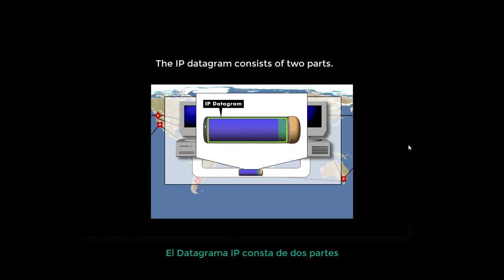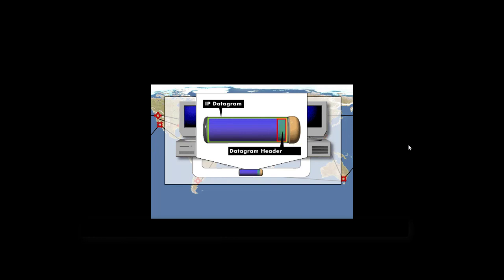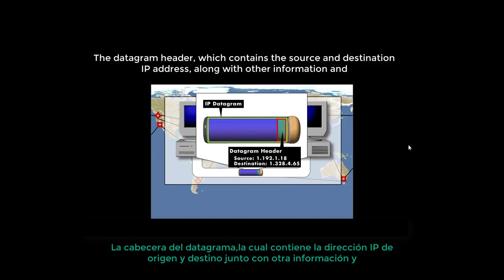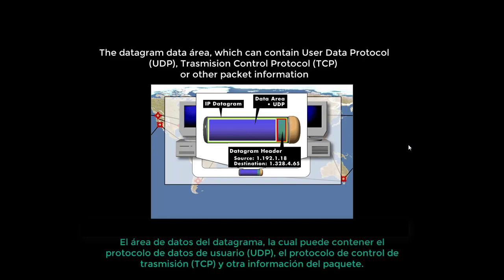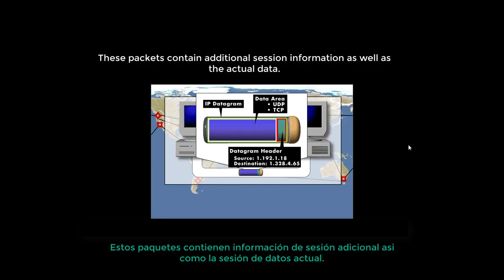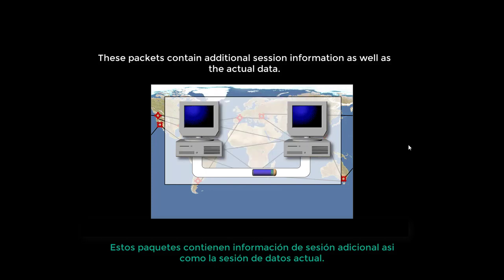The IP datagram consists of two parts. The datagram header, which contains the source and destination IP addresses, along with other information, and the datagram data area, which can contain User Datagram Protocol, UDP, Transmission Control Protocol, TCP, or other packet information. These packets contain additional session information as well as the actual data.